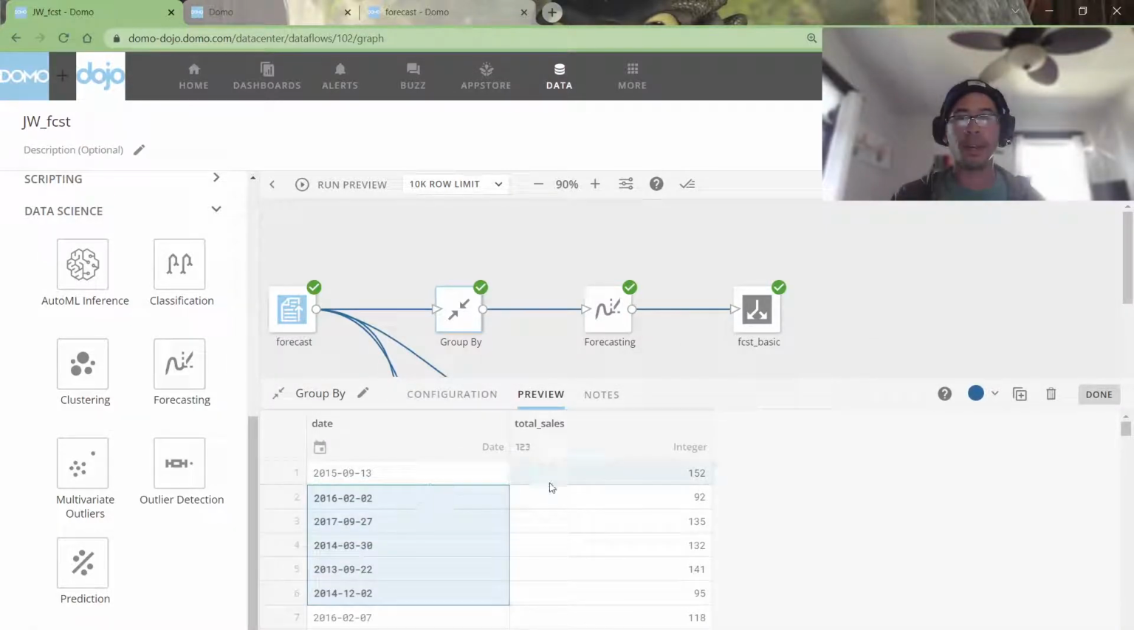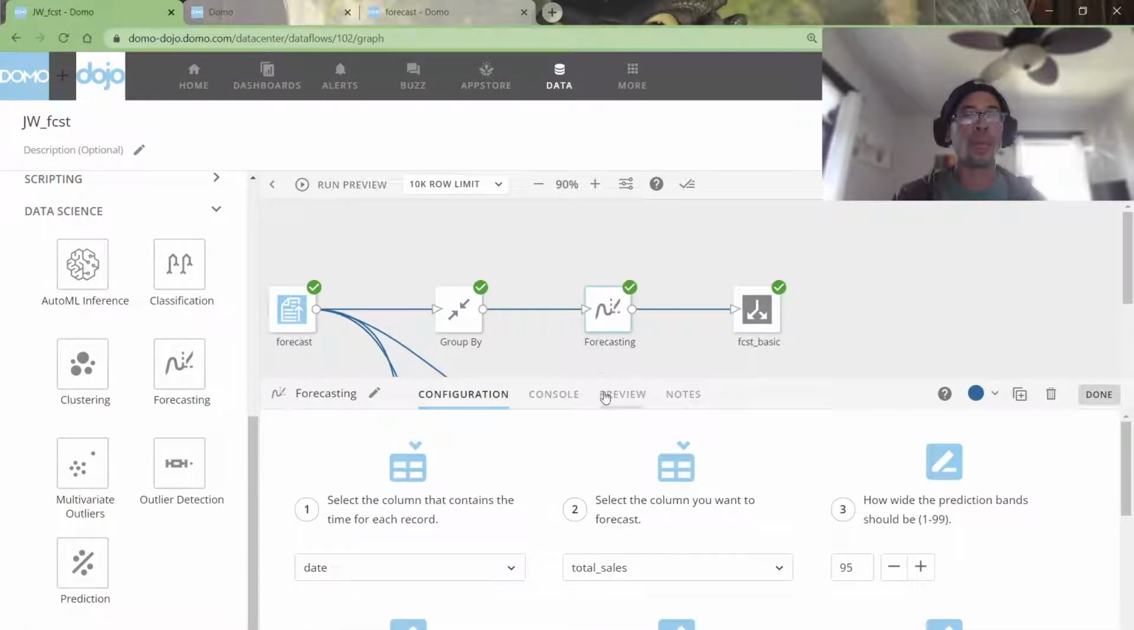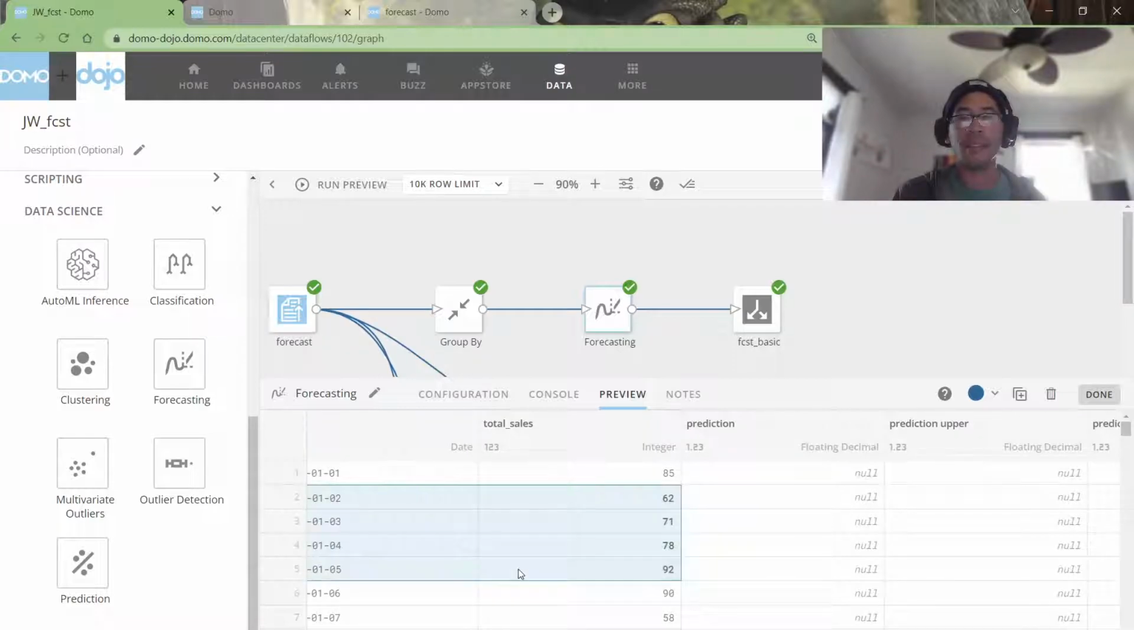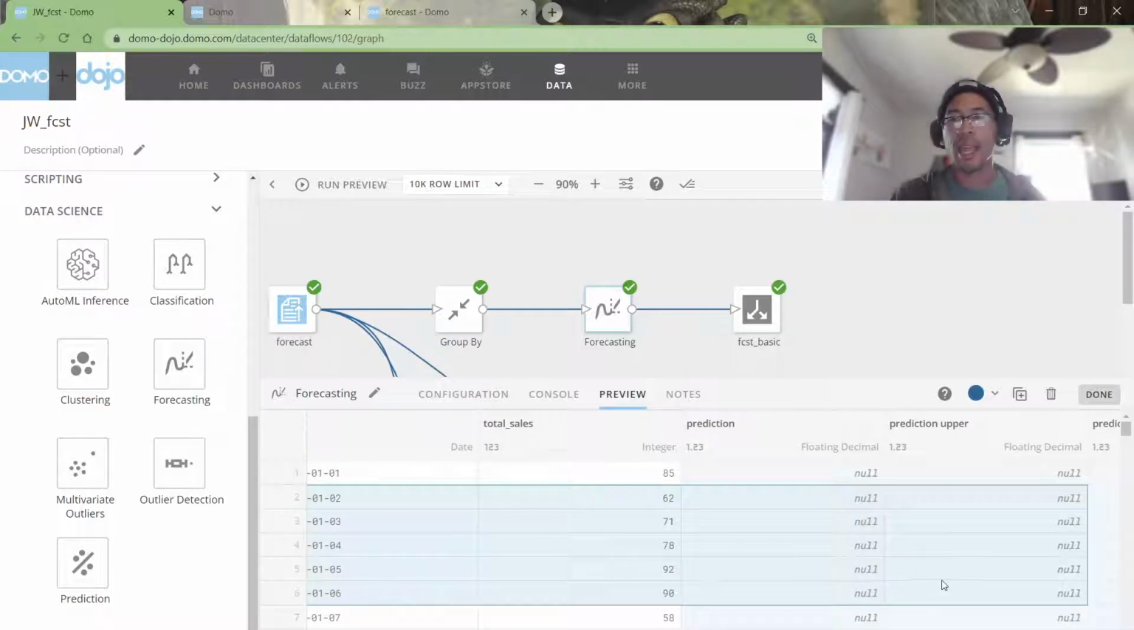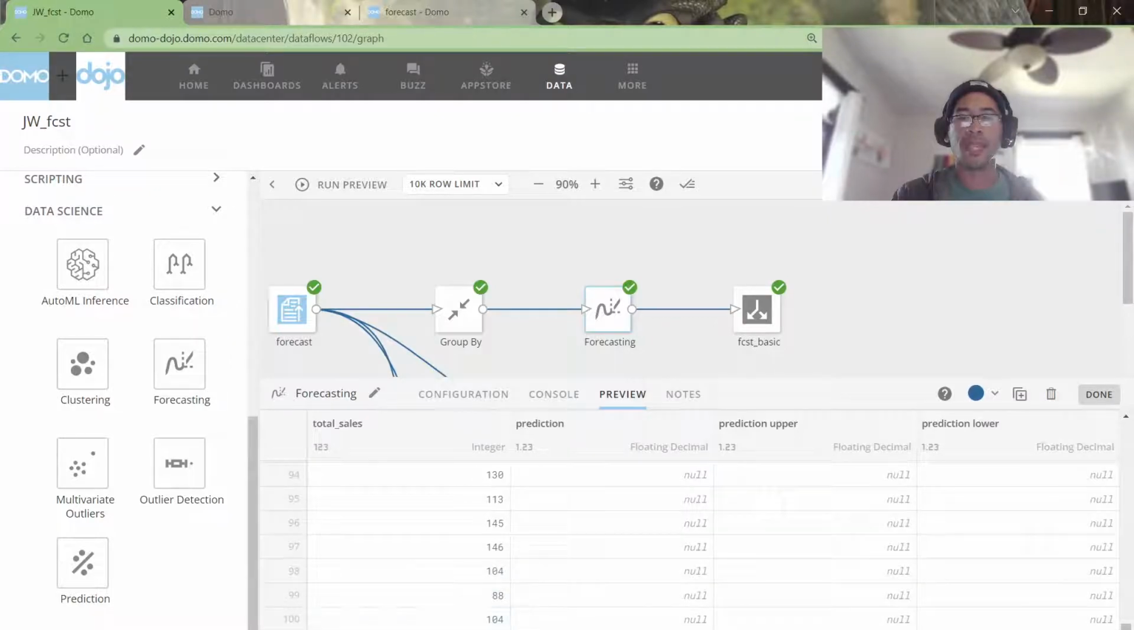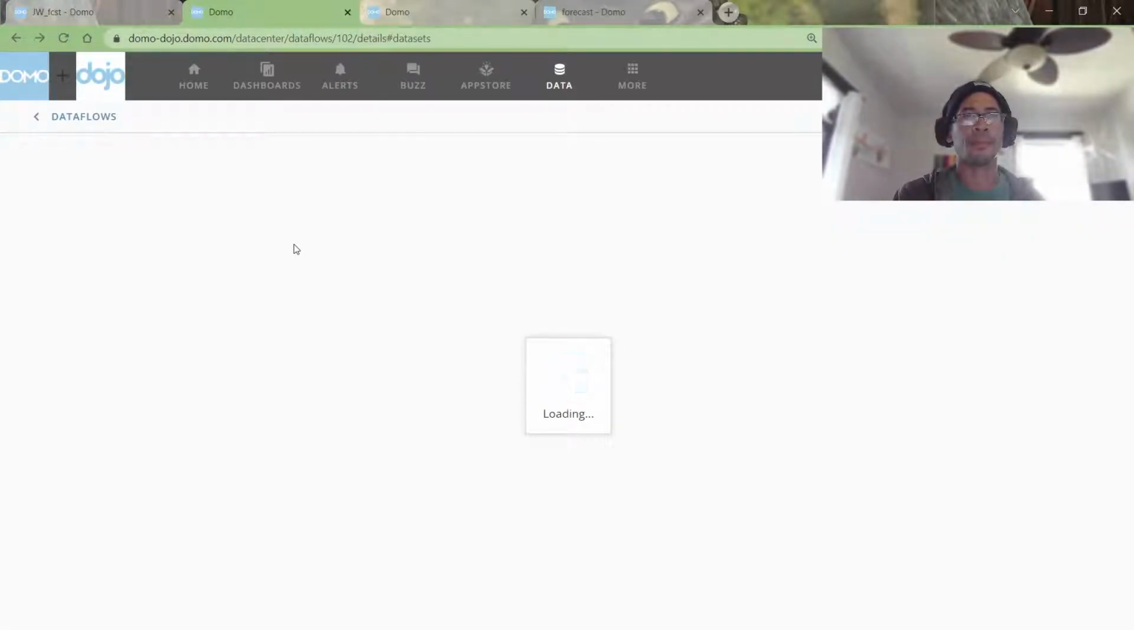After my group by clause, 1 row per date, sum of total sales, pretty straightforward. When I apply the forecasting, it was a design decision that I include all of the rows of actuals that I have, and then way down at the bottom of the data set, which we can't see here, I'll see my predictions. So what does that look like?